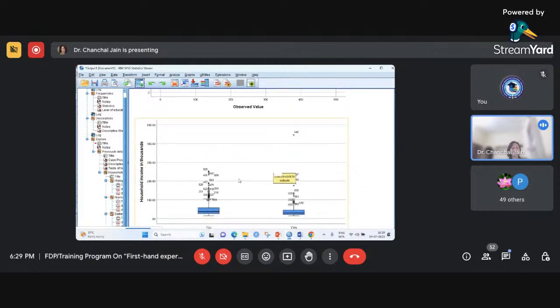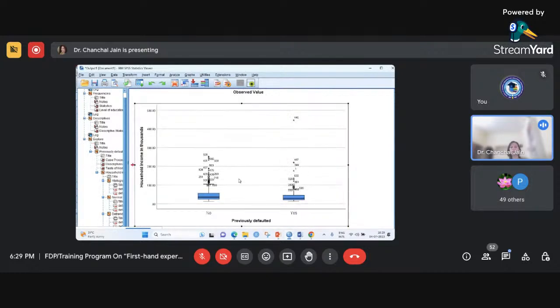Coming to the last option, that is the box plot. For both the categories of previously defaulted, no and yes, you can see the income distribution. You can find here that for both the categories, there are many outliers available in the data, right? These are the asterisks. Asterisks are the significant outliers, meaning they will definitely impact your results, right? So it would be your call if you want to remove them.